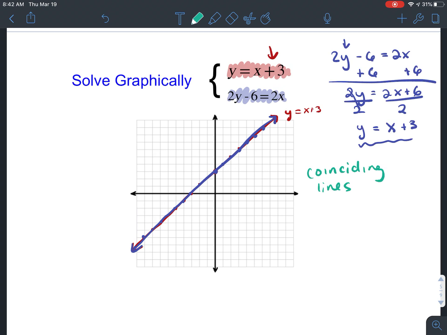So what's going to happen here is we're going to look for the points of intersection. Well, every point of the first line is a member of the second line. So that means that we have infinitely many solutions, because every point on both lines intersects with the other line. Okay, so anytime we have coincident lines or coinciding lines, we have infinitely many solutions. Again, it goes back to the idea of how many points of intersection we have.